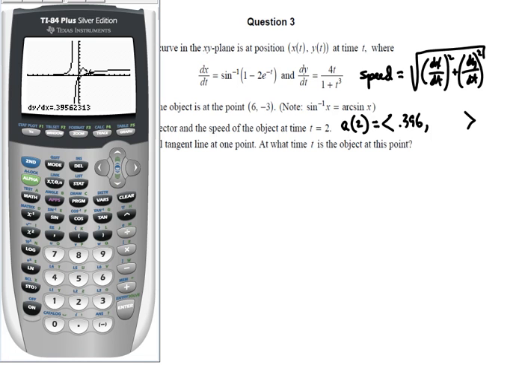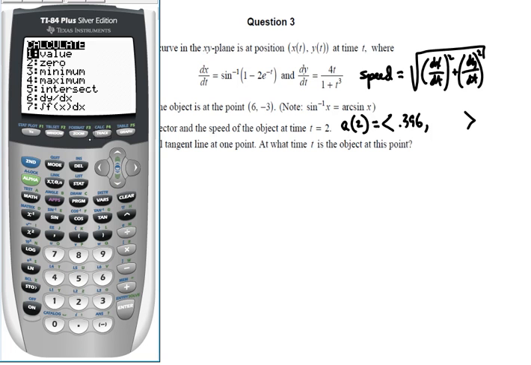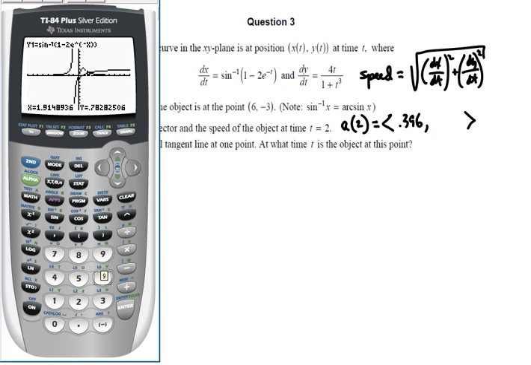Now I need to find the same thing for the other curve, for the dy/dt curve. So I have second calc, and I need to do this first. I need to say that I want a derivative, but notice that it puts me on the dx/dt curve. I'm going to select up. Now I'm on the dy/dt curve, and I tell it at time t equals 2, I'm looking for that value, and it's negative 0.741. And so I have the acceleration vector at time t equals 2.